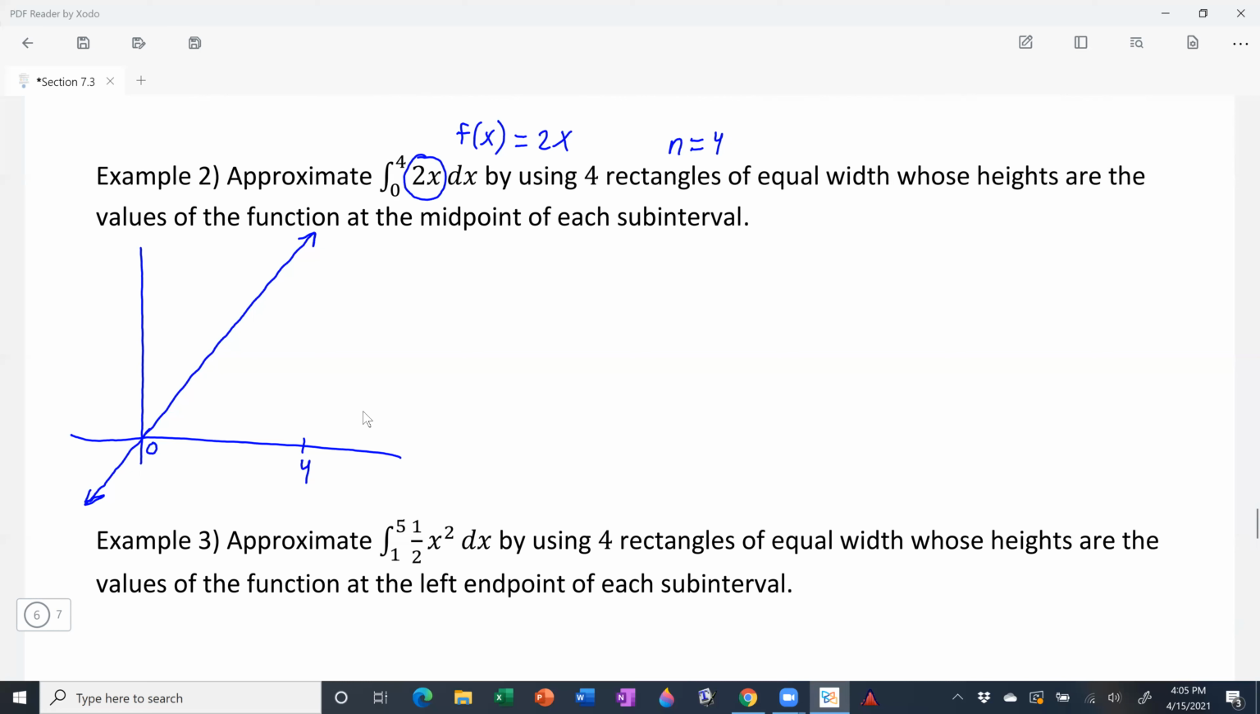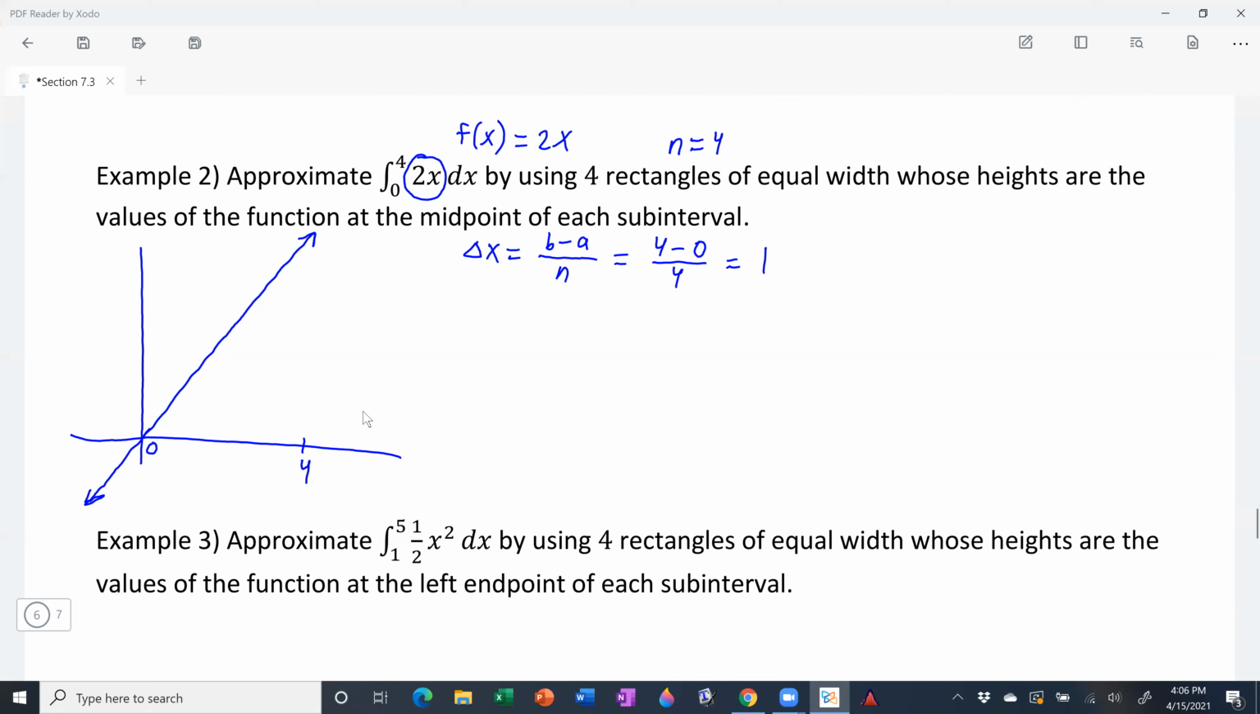Okay, so let's calculate that delta x. So delta x, remember, it's b minus a over n. And so in this situation, we're going from 0 to 4. So that's 4 minus 0 over 4. And so we get 1. Okay, so we have widths of 1 each time.